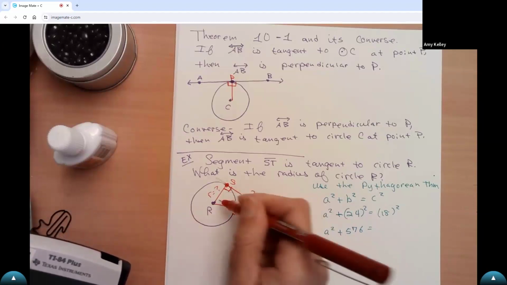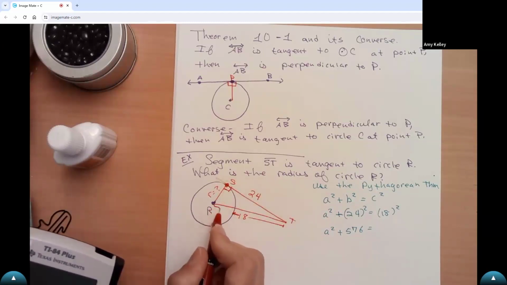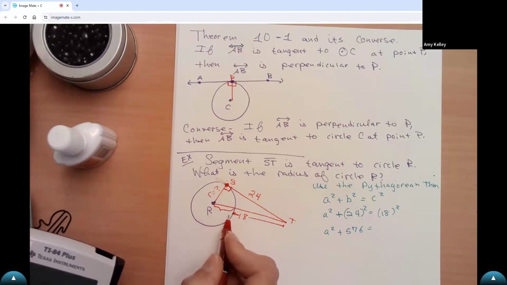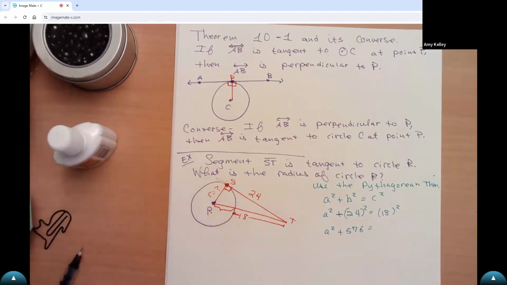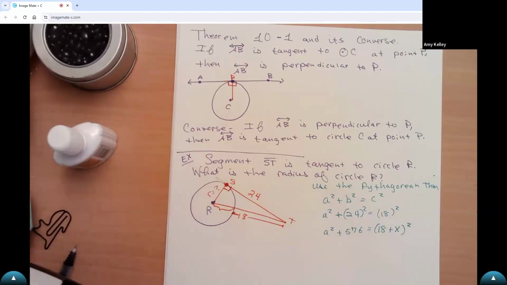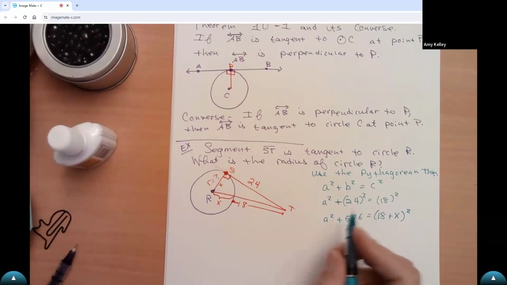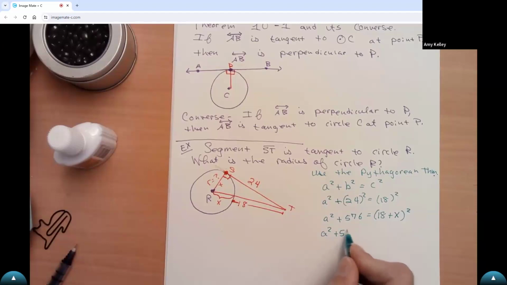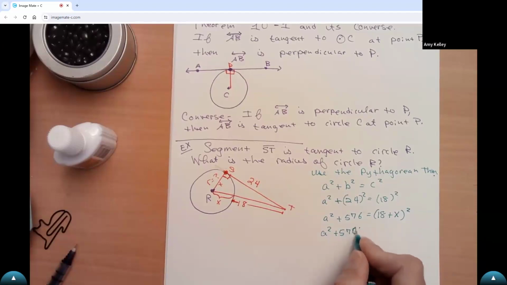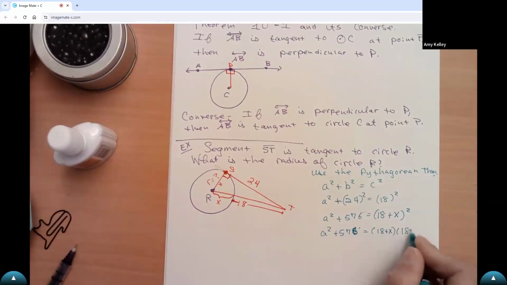So if this is 18 and our radius is unknown, then we have to add the length of the unknown radius to this. Okay, so I don't know what the radius is. I'm just going to call it x. So we'll say 18 plus x squared. Right here, 18 plus x, and then we square it. All of a sudden this becomes more of an algebra problem. A squared plus 576 equals 18 plus x times 18 plus x.